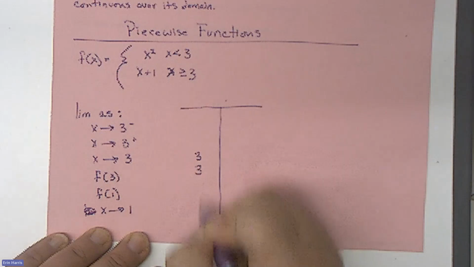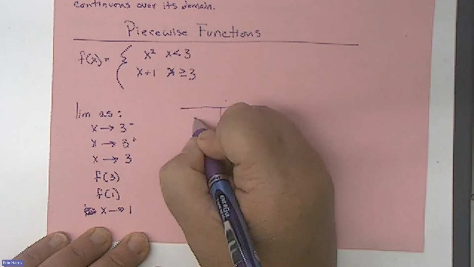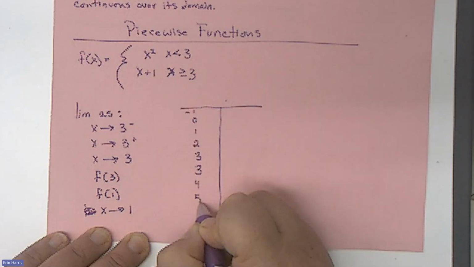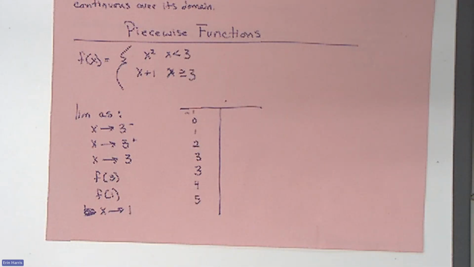Put 3 on there twice, and then get a few values less than, and then a few values greater than. Although you should know that that's going to be a parabola. It's just going to end on the right hand side when X is 3. And then you're going to switch to a straight line when X is 3.